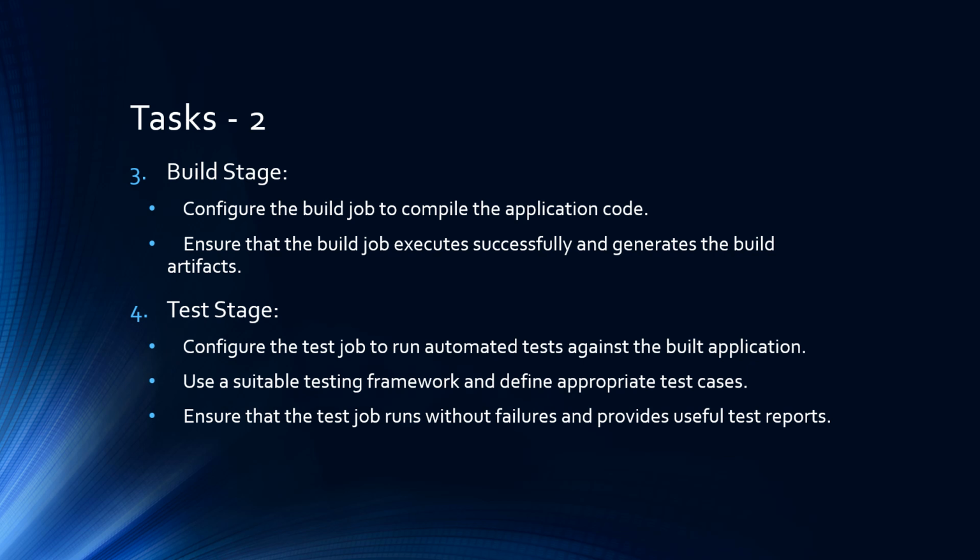This means selecting one that's appropriate for your application's programming language and requirements. The test job must be configured to provide useful test reports, which means including proper test output formatting and error reporting. The slide specifically mentions that the test job should run without failures. This highlights the importance of writing reliable tests and ensuring your pipeline can handle test execution properly. Remember, in a CI/CD pipeline, failing tests should prevent progression to later stages, protecting your deployment environment from untested code.